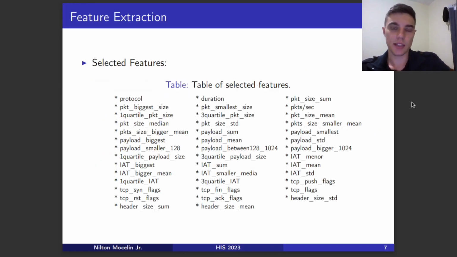So here we have the selected features chosen to represent the statistics of the samples. We basically have information about the protocol number, if it's a UDP or TCP flow, the duration of the sample, the time between the first and the last packet of the sample, some information about the size of the packets, information about the inter-arrival time between packets, and the TCP flags that they use.